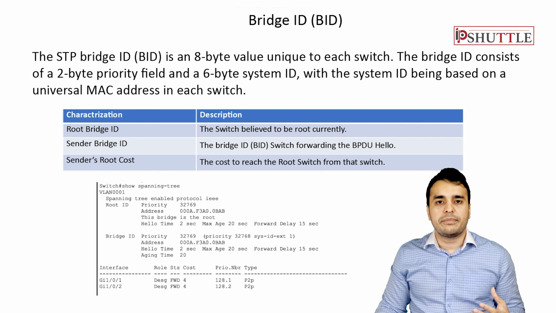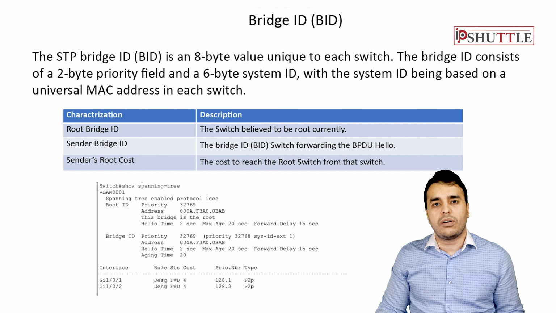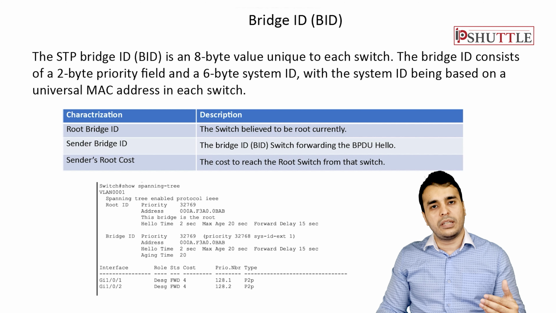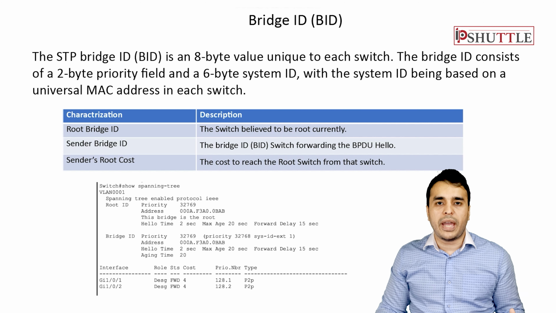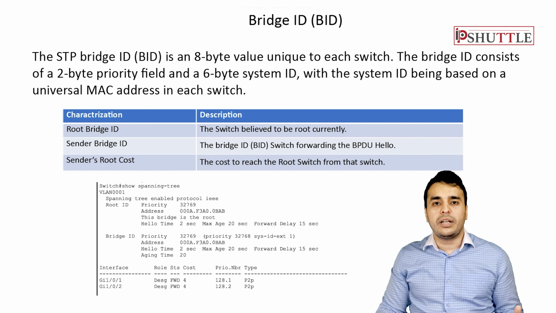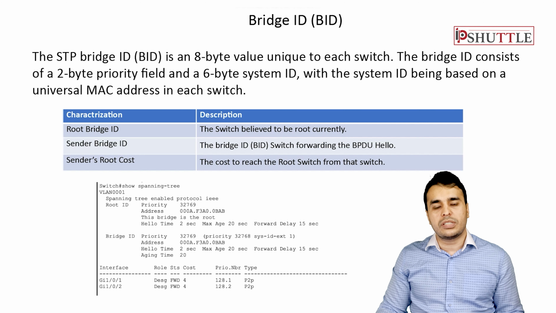The bridge ID is made up of 8 bytes. 2 bytes are assigned for priority. By default, all the systems have the priority 32768. The other 6 bytes are assigned for system ID. The system ID basically is a unique MAC address. We also call it sometimes burned MAC address. The burned MAC address, when you ship a switch, it will be always having one unique MAC address which is going to identify that switch.